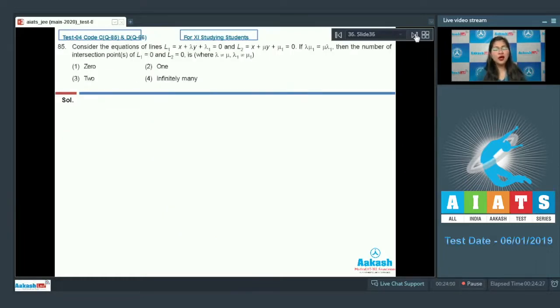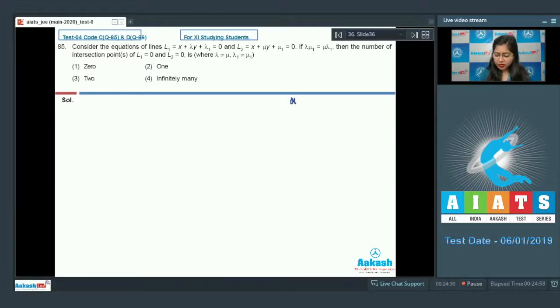Next is question number 85, which says that consider the equations of lines L1, that is x plus lambda y plus lambda 1 equal to 0, and L2, that is x plus mu y plus mu 1 equal to 0. If lambda mu 1 is equal to mu into lambda 1, then the number of intersection points of L1 equal to 0 and L2 equal to 0 is.